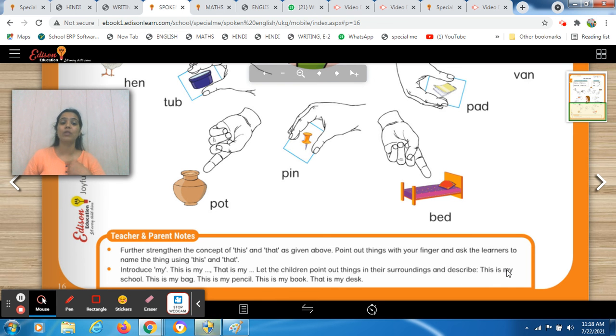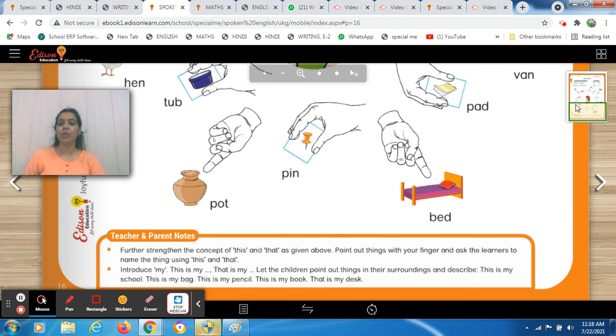This is my school. Suppose you are going outside and you see your school and you show your school to your relatives. How do you say it? This is my school, this is my bag, right? Somebody is asking you whose bag is this, so what will you say? You say my bag? No, you have to say it in a full sentence. This is my bag. ये मेरा bag है. This is my pencil. This is my desk.